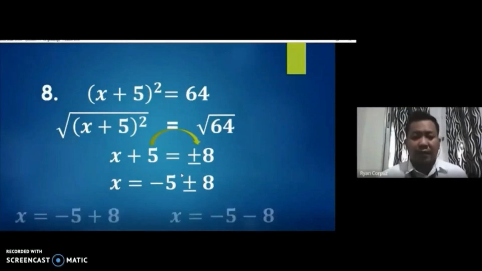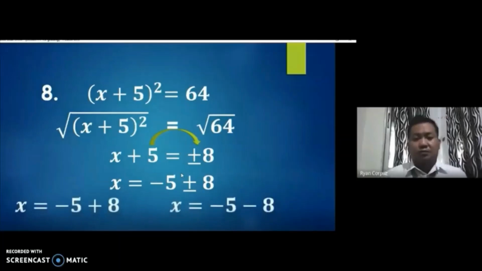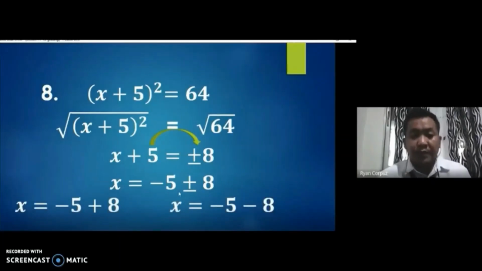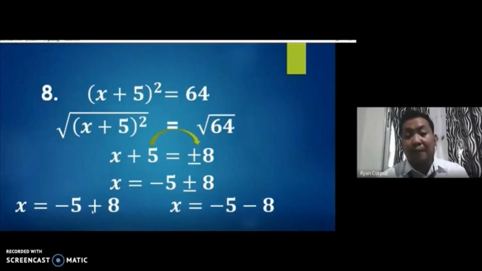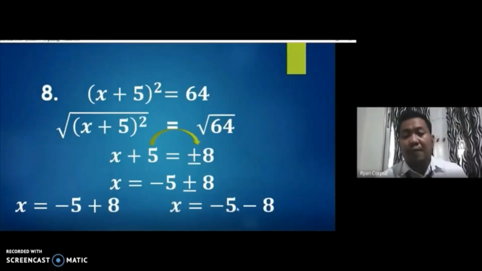And also, we made use of subtraction property here. So, let us separate the two solutions of the equation. This positive, negative here, we are going to separate it. So, we're going to form two solutions. That is x is equal to negative 5 plus 8 and x is equal to negative 5 minus 8. Ito yung positive, ito yung negative 8.